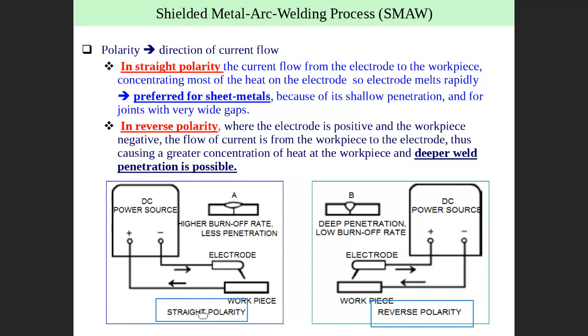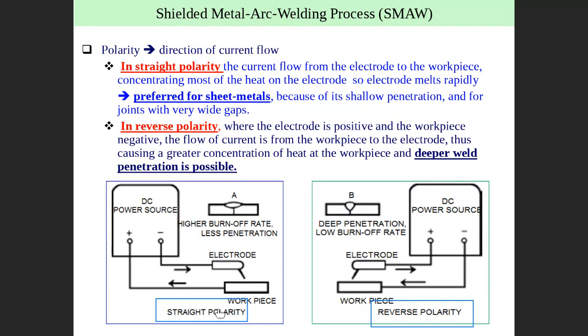In straight polarity, current will move through the electrode to the workpiece. In reverse polarity, current will move through the workpiece to the electrode.